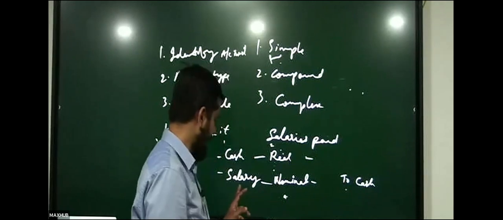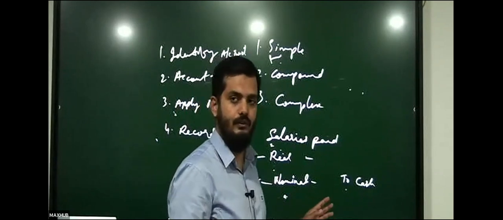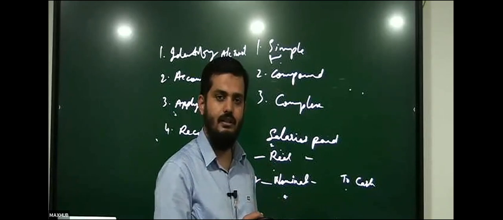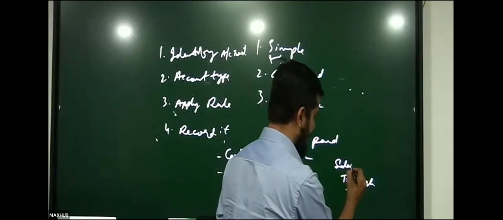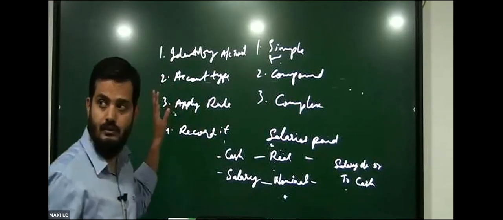Second part of the entry: salary is a nominal account. What is the principle of a nominal account? Debit expenses and losses. What does it mean? Write expenses on the debit side. My debit side always comes on top, if you remember. Salary account debit to the cash account. So we have followed the rules.